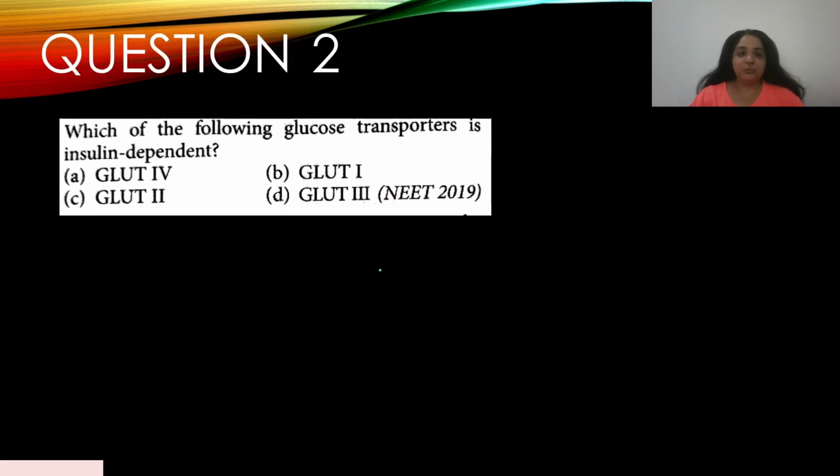Question number 2. Which of the following glucose transporters is insulin dependent? This appeared in NEET 2019, again pretty recent. A. GLUT4, B. GLUT1, C. GLUT2, and D. GLUT3. Which one of the following glucose transporters is insulin dependent? It is A. GLUT4. So the answer is A.